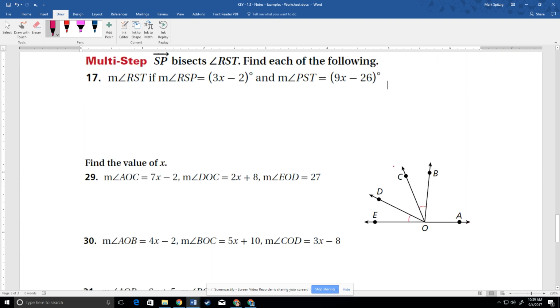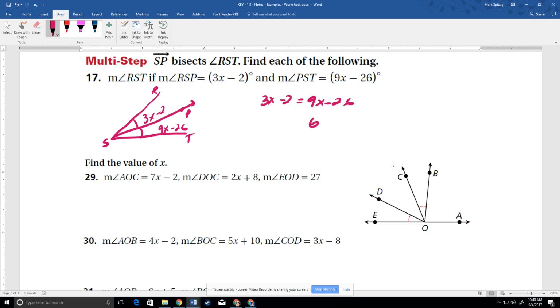All right, these are going to be kind of repeats of the ones that we did, but again, always drawing it out, right? R, S, T. It says SP bisects, so specifically those are going to be congruent. We have RSP is 3x minus 2. We have PST is 9x minus 26. They equal each other, right? So we can actually just solve that, right? And we get 24, so x equals 4.